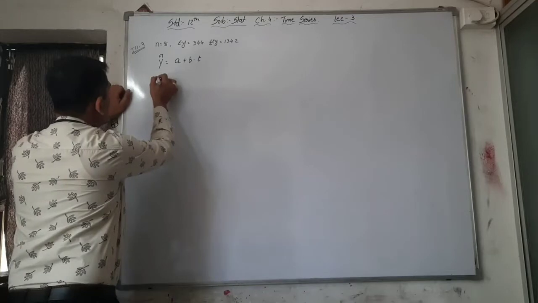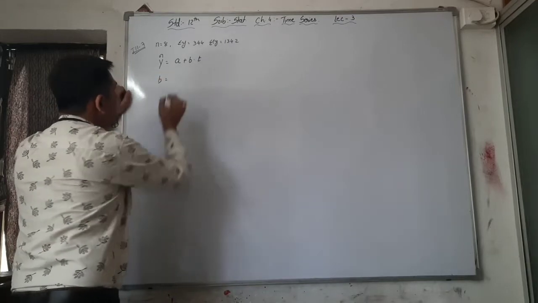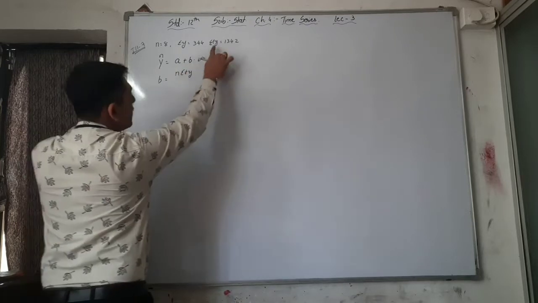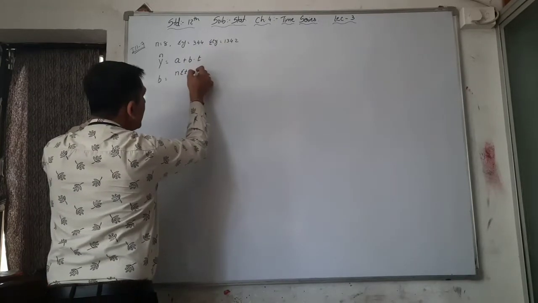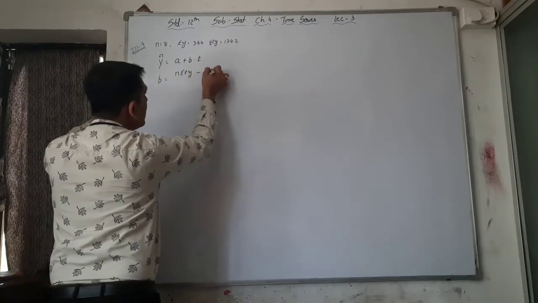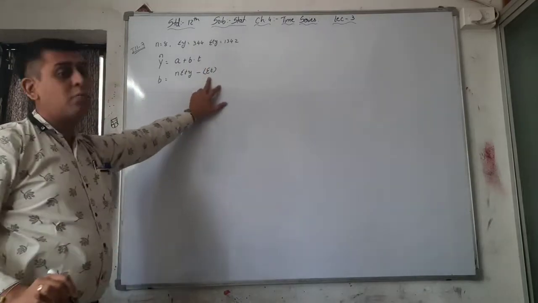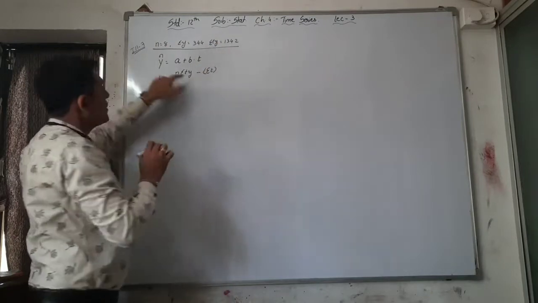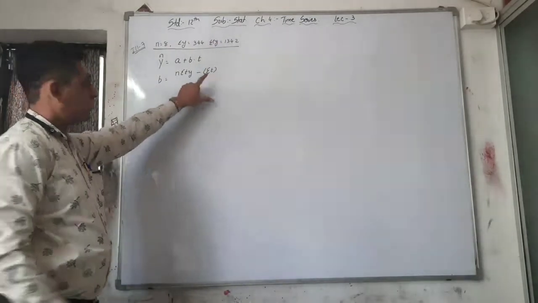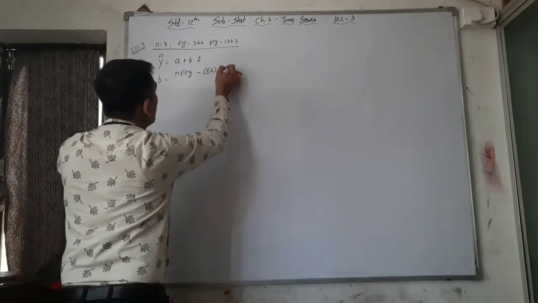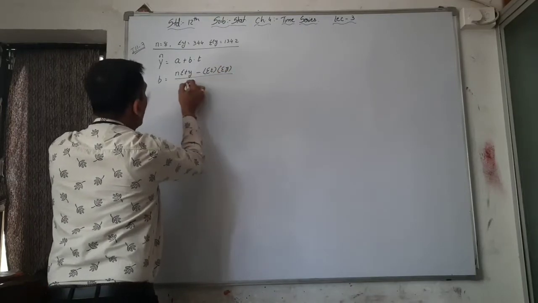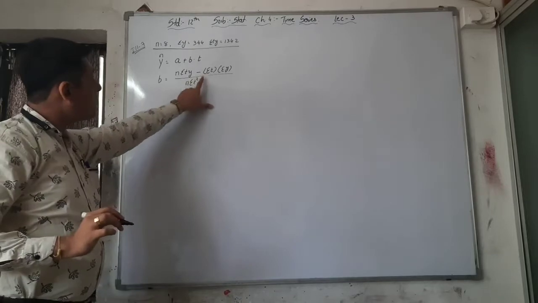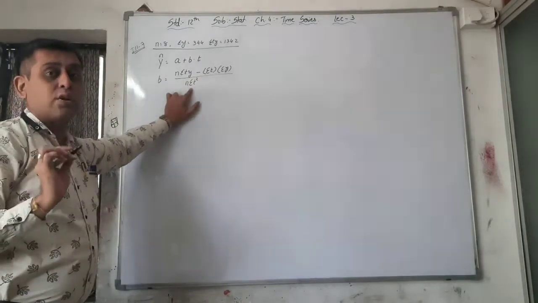For this we have to find out what is b. b is equal to n sigma ty, sigma ty is given, minus sigma t. See here, sigma t is not given in the information given. Then sigma y, then n sigma t square. t is not given as well as t square is also not given.